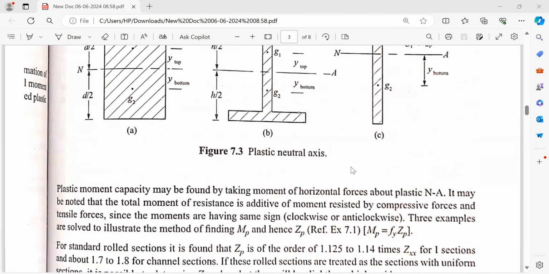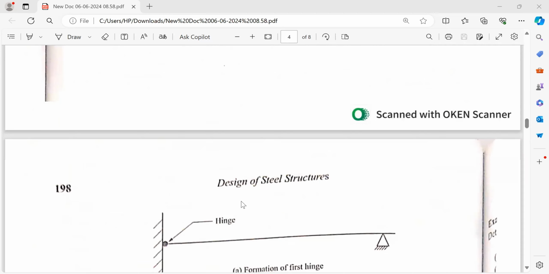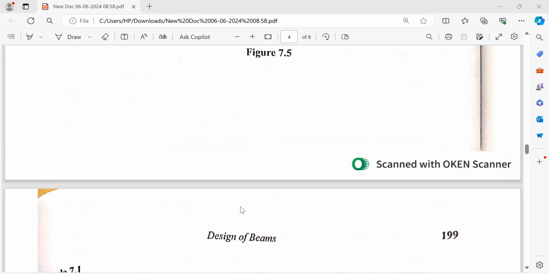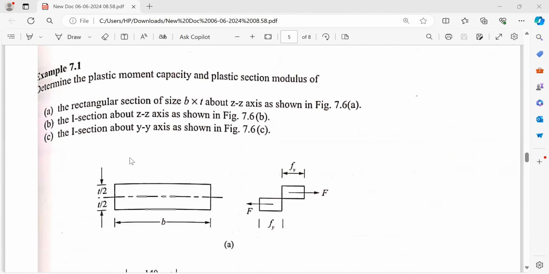We can locate the equal area axis. Location of the equal area axis: considering the area of compression equal to area of tension, you can also take moments about this equal area axis from one end. So if you do problems on this, we can observe how the equal area axis can be located.